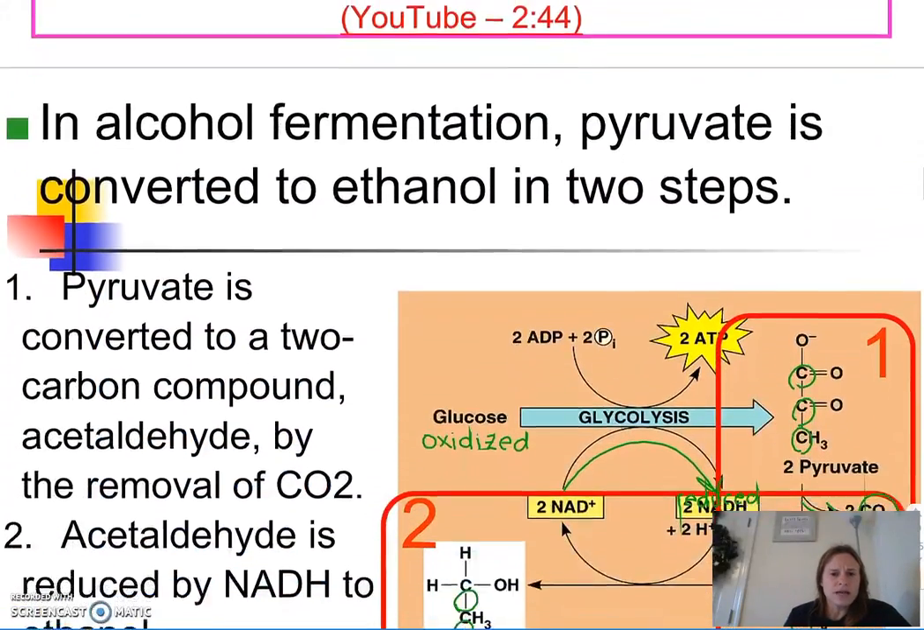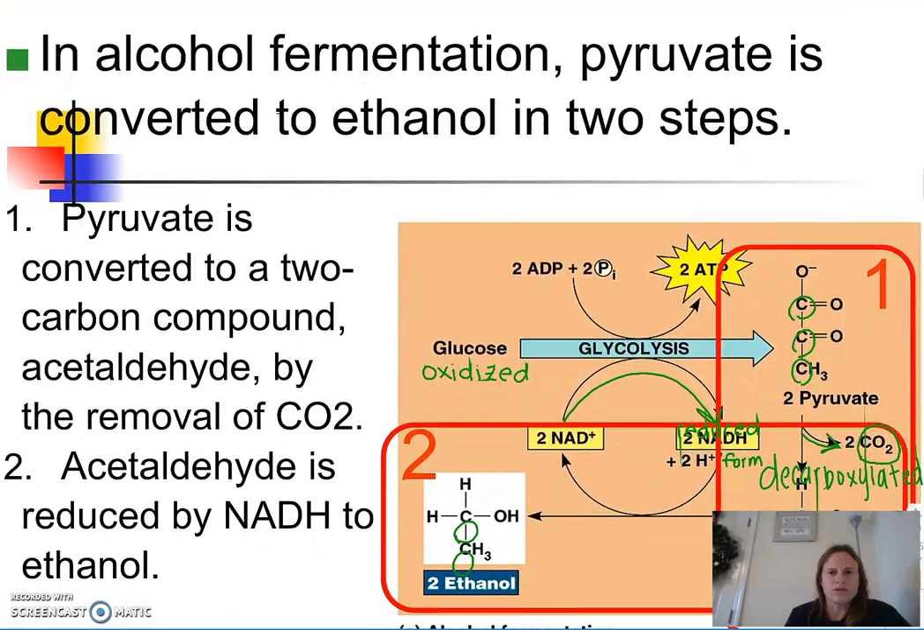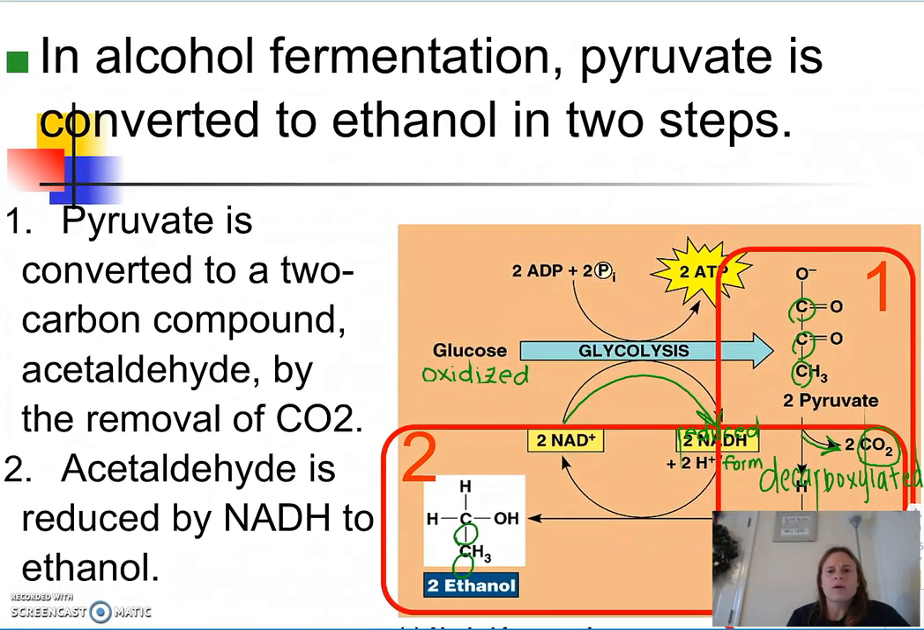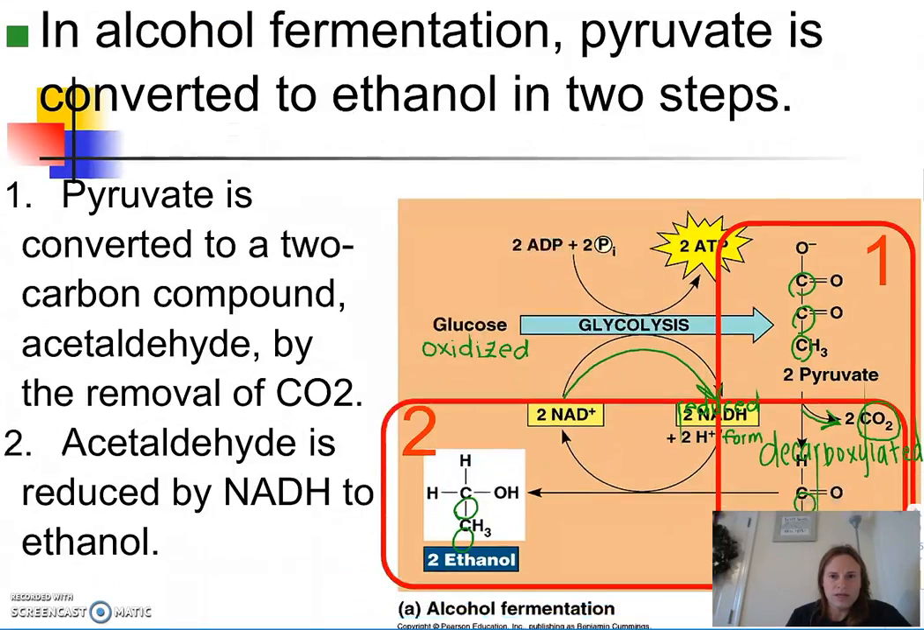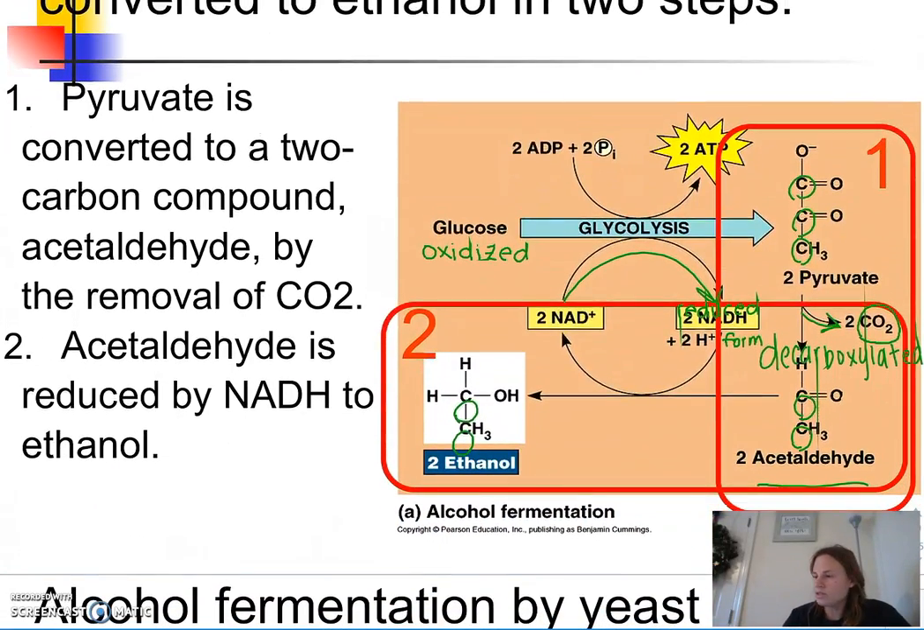So here's the first type of anaerobic respiration called alcoholic fermentation, where pyruvate is converted to ethanol in 2 steps. So here's the first step. Pyruvate is converted to a 2-carbon compound called acetaldehyde by the removal of CO2. So when this happens, we call this the decarboxylation of pyruvate, where I'm going to remove carbon dioxide, leaving a 2-carbon compound behind.